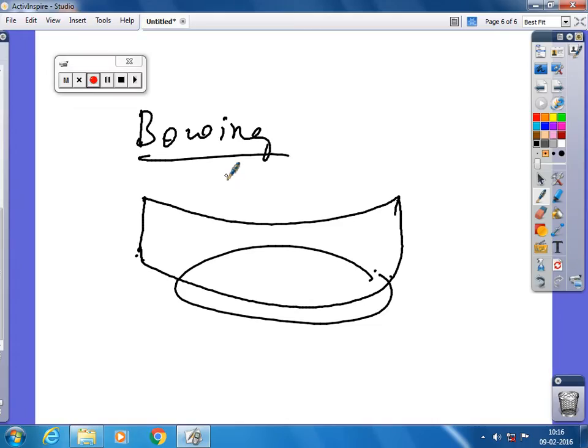Warping is caused as a result of permanent distortion of timber. Clear? And for bowing, write down.